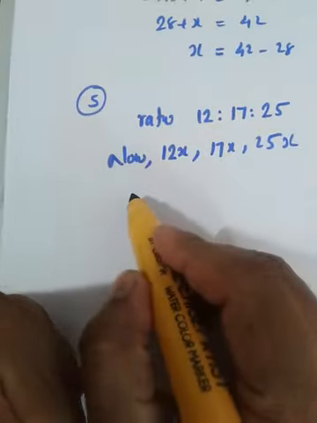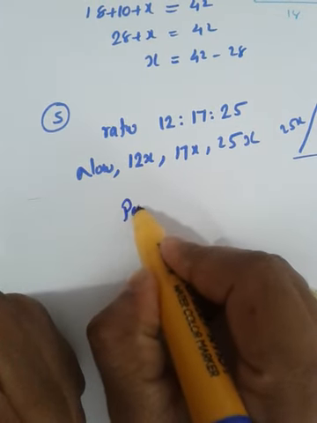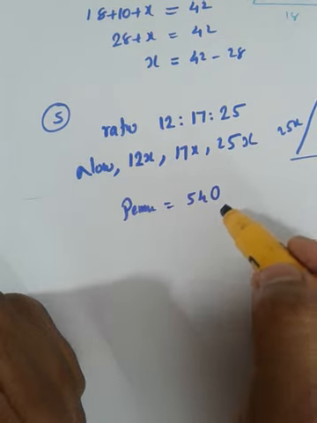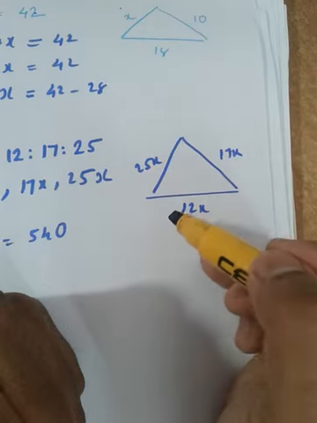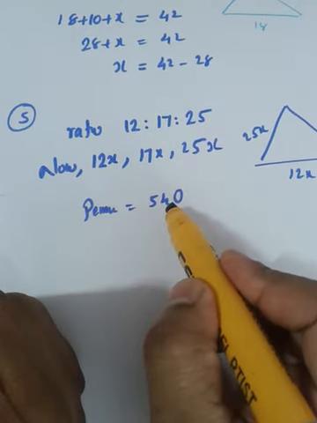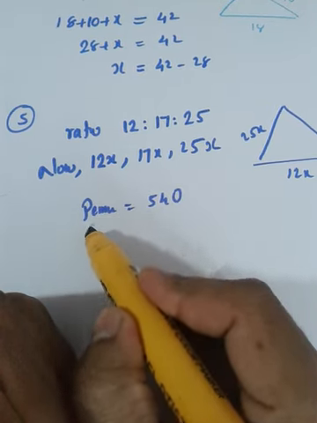In order to do that, they gave one more piece of information. They gave the perimeter as 540 centimeters. How can we calculate the perimeter? Take the sum of three sides. That will be 540, because in the question they said that the perimeter is 540.